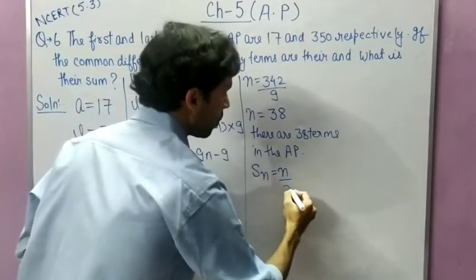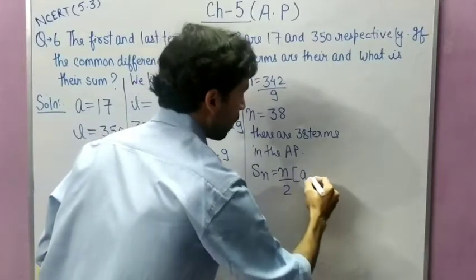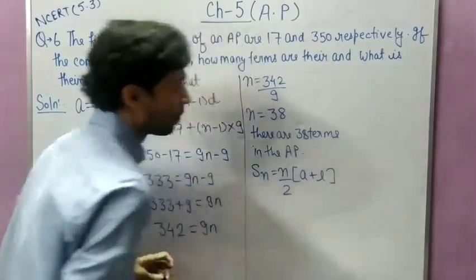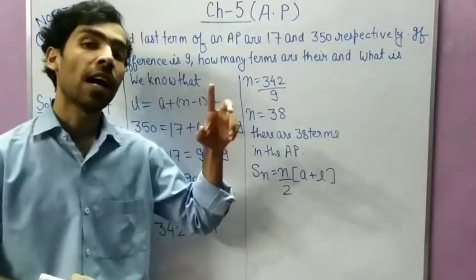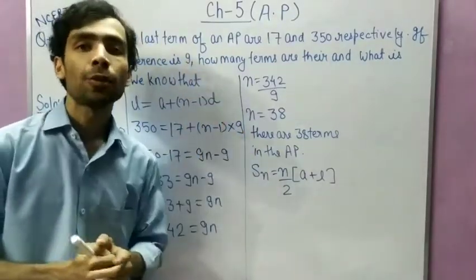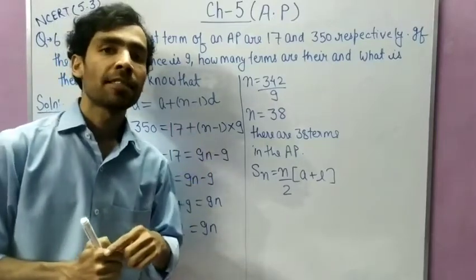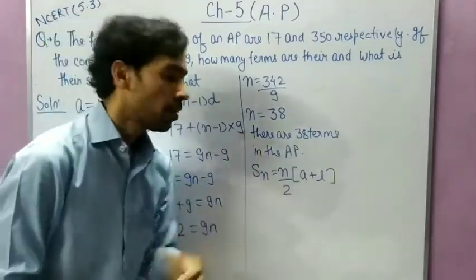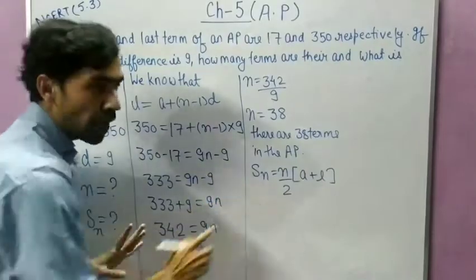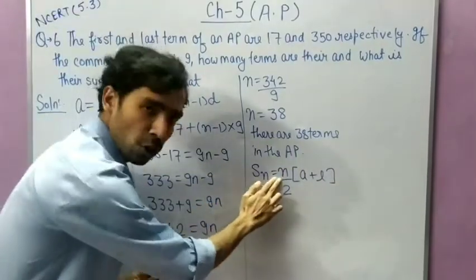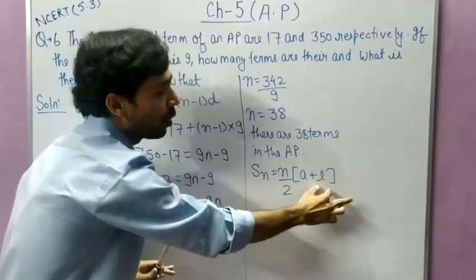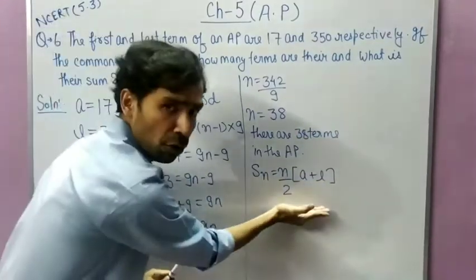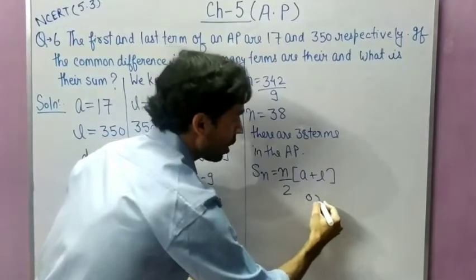n by 2 in bracket. I am using the A plus L formula because it will be simple. I can use both of them. Either I will use this, or I will use the formula n by 2 in bracket 2a plus n minus 1 d. But it is simpler than that. So see, we have to calculate their sum. n is also given, and we have calculated. The value of A is also given. The value of L is also given.